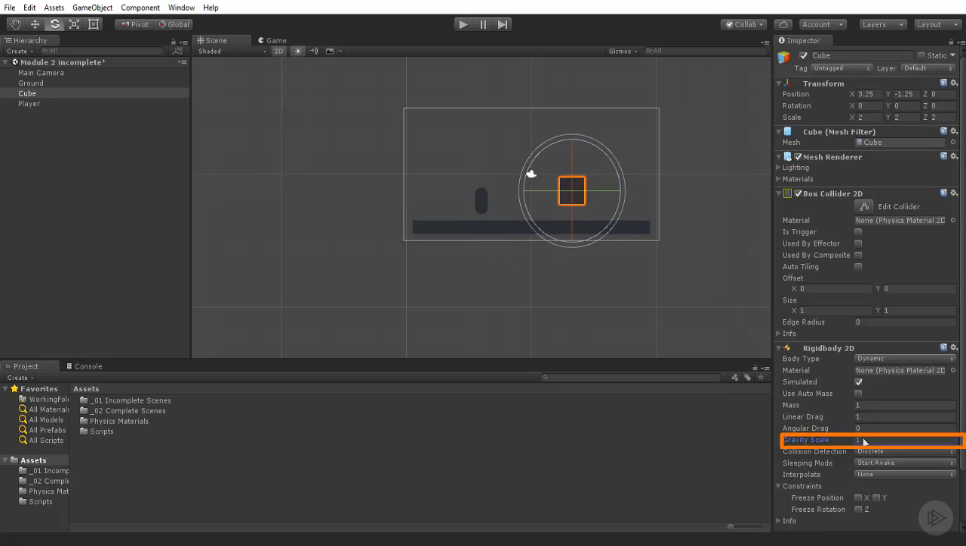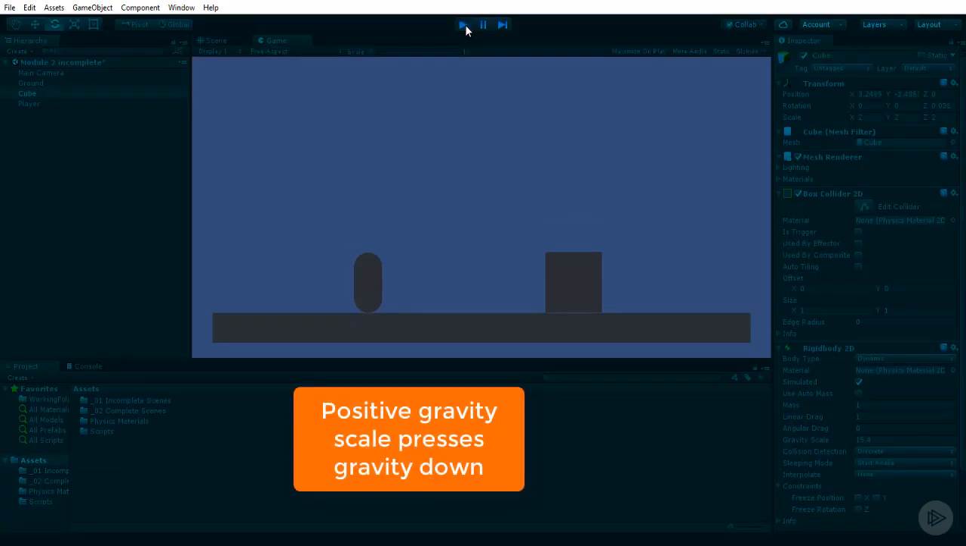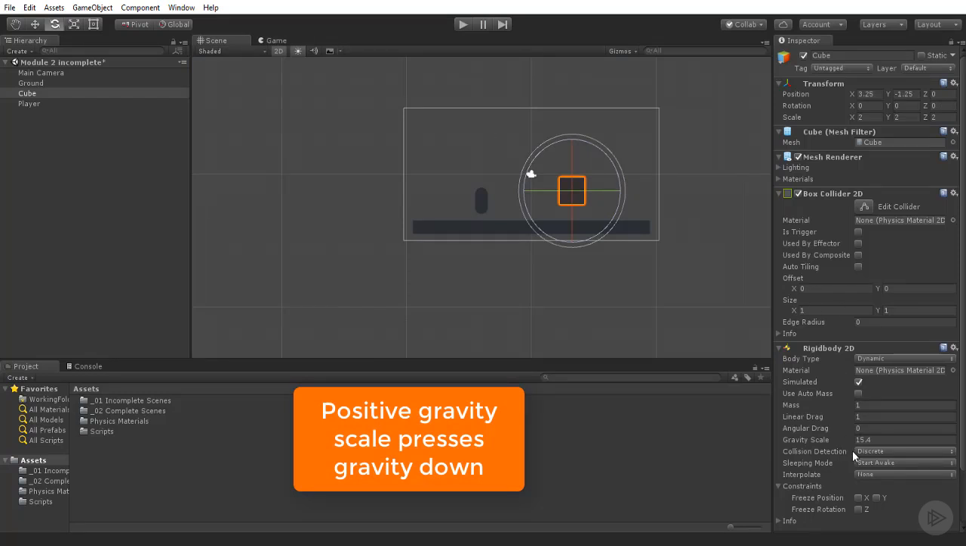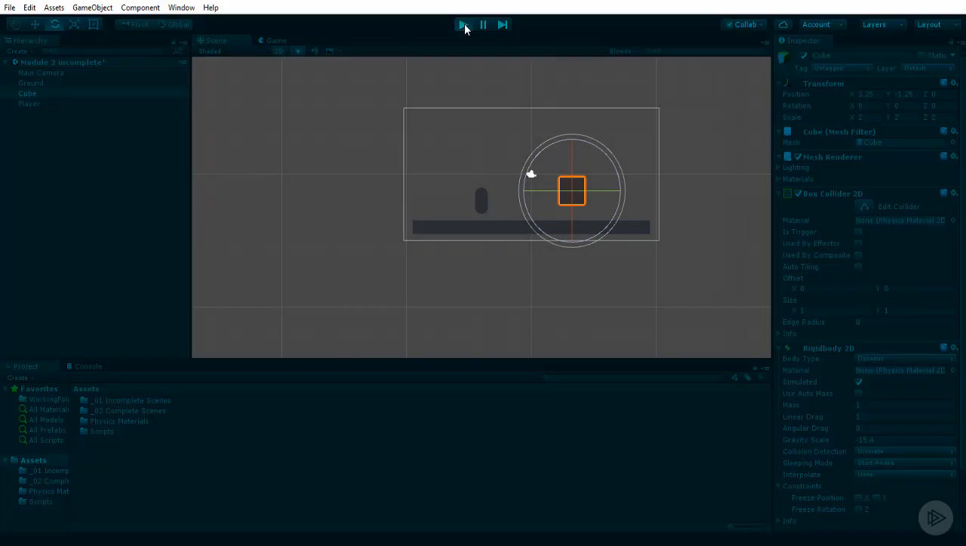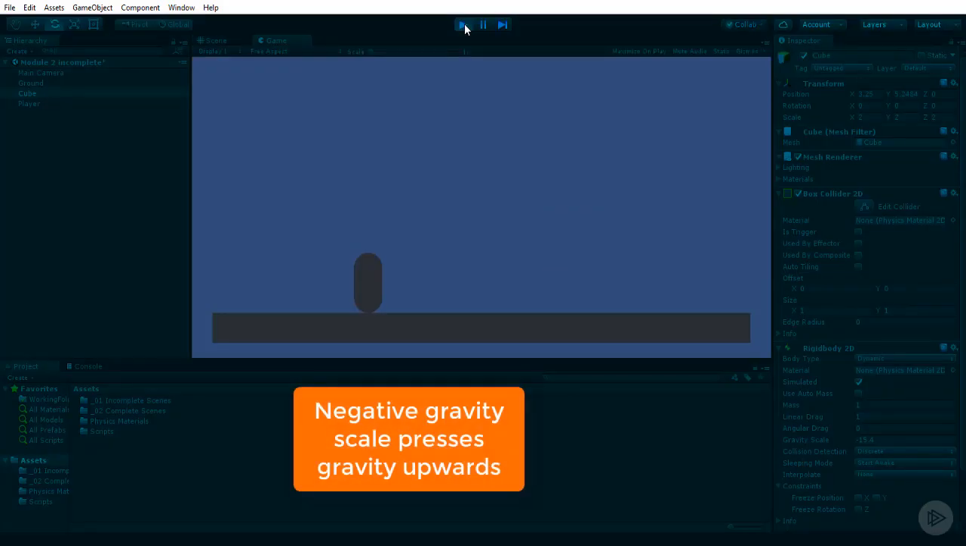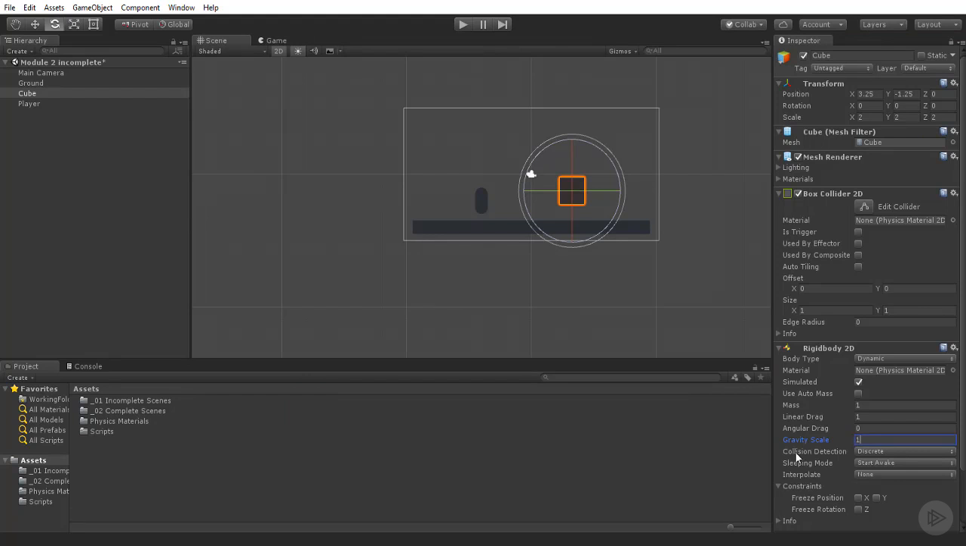Gravity scale basically affects how the object is affected by gravity. Positive gravity scale equals normal gravity, where gravity's constantly pushing down on us. Negative gravity scale equals inverted gravity, meaning we'll float up. There is a second way of doing this, but we'll cover that in a later module.